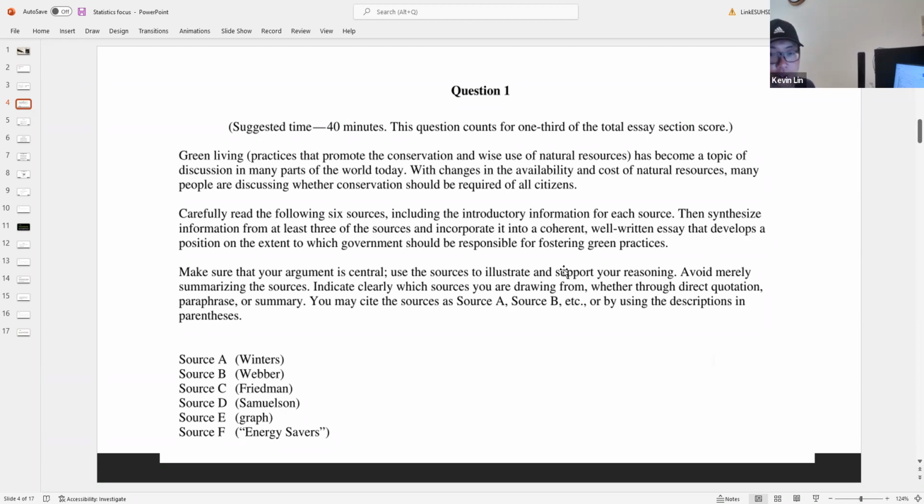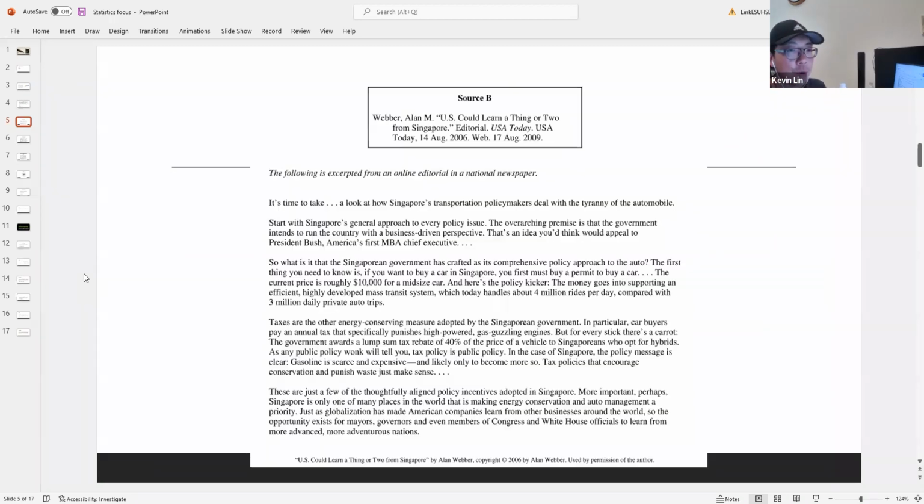So I'm looking through my sources. Let's look at it real quick. We're gonna skip source A because it's blocked out because of copyright, but whatever. So source B, title is super important. When they say introductory information, it's that little title box on top here, and this actually gives you the direction of the source usually, if not the first few lines. So I'm looking at "US could learn a thing or two from Singapore." Learn, Singapore, another country. Learning, I'm guessing it's about green practices. So in this case, it's pro green practices, I'm guessing.